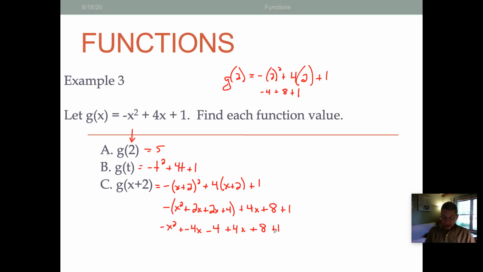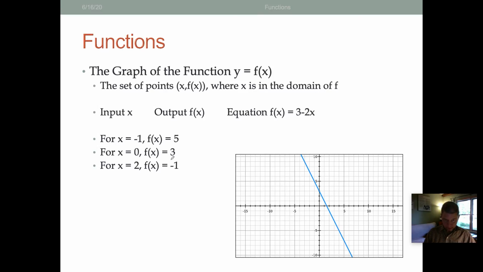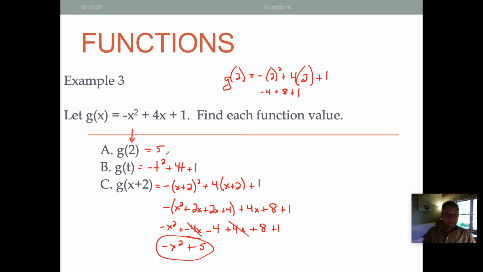plus 1. And then if we simplify this, obviously the negative 4x and the positive 4x go away, and I'm left with g of x plus 2 equals negative x squared plus 5. And so there is the answer to that one. There's the answer to the second one, and here's the answer to the first one. So there are our answers for example number 3.